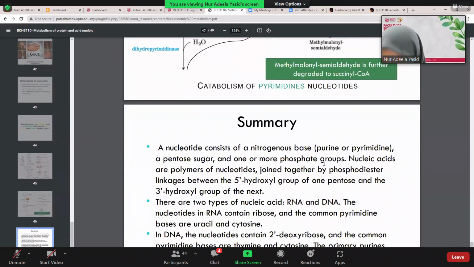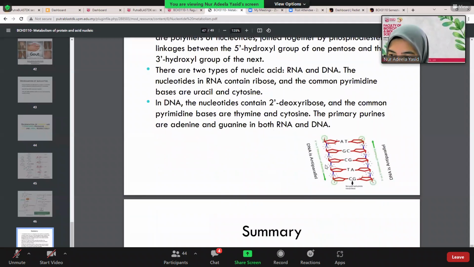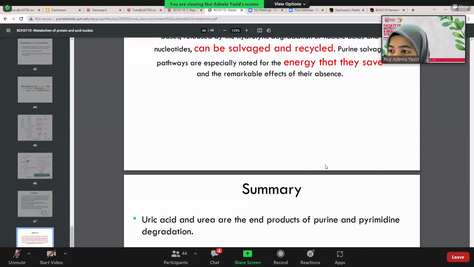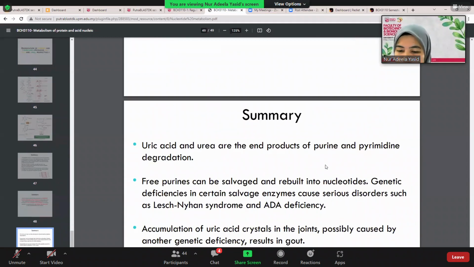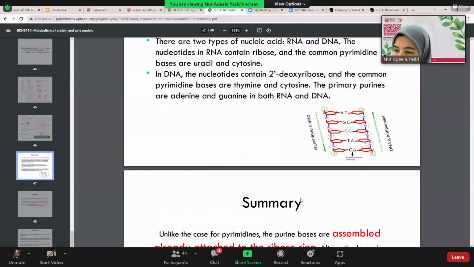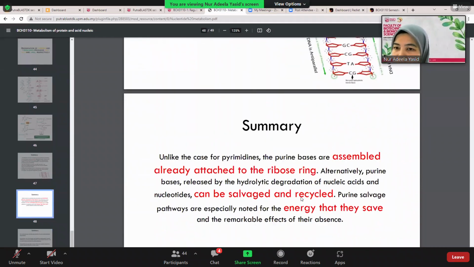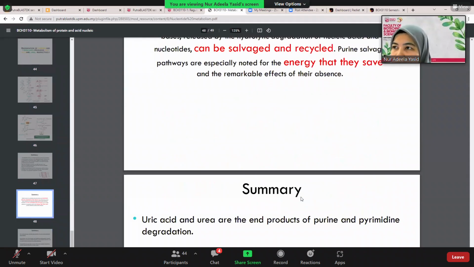Okay, so ada soalan? So this is summary, you can just read. Okay, so I think the best summary comes from you. You should be able to summarize. Kalau you ingat, dia tak susah mana, tak banyak pun. As long as you understand the pathway, as long as you understand every reaction, so nanti you identify which reaction is very important.